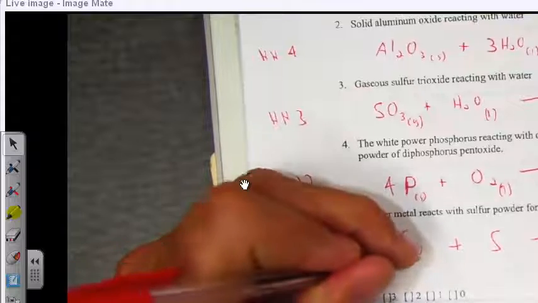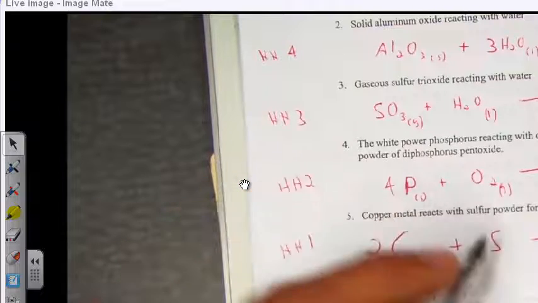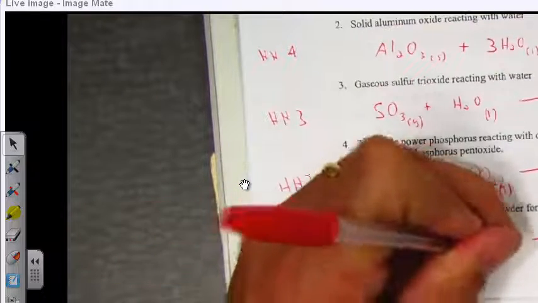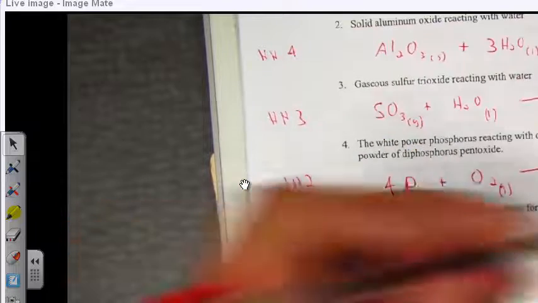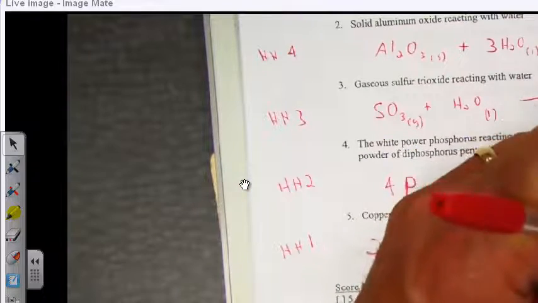Last thing I should do, copper metals are solid. Sulfur powder is also a solid. The copper 1 product, a solid and a solid in this case, will make a solid.